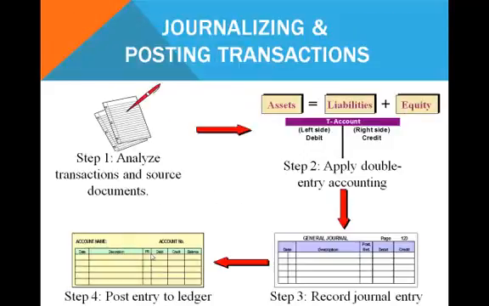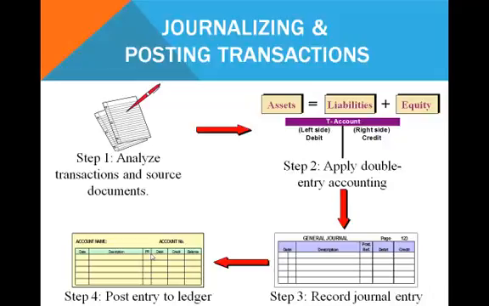Let's review the process here. In the accounting process, you first analyze a transaction by looking at proper source documentation. Next, we apply the rules of double entry accounting and record a general journal entry. The general journal is a chronological listing of the transactions.